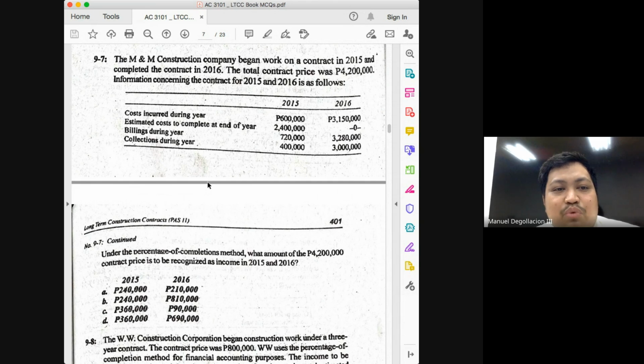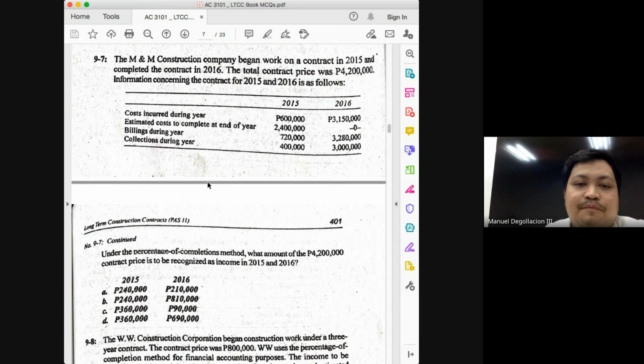Okay, what else do we need? We already have the cost incurred to date. Cost to complete. How much is the cost to complete? 2,400,000. So the total estimated cost or the cost at completion is 3 million. Contract price was 4,200,000. Contract price of 4,200,000 minus total estimated cost, TEC, or cost at completion of 3 million. So we have an expected gross profit of 1,200,000.